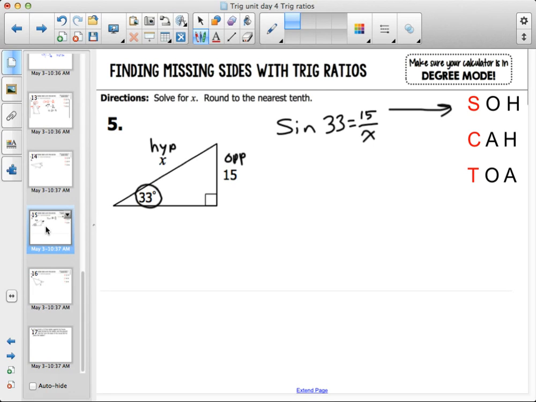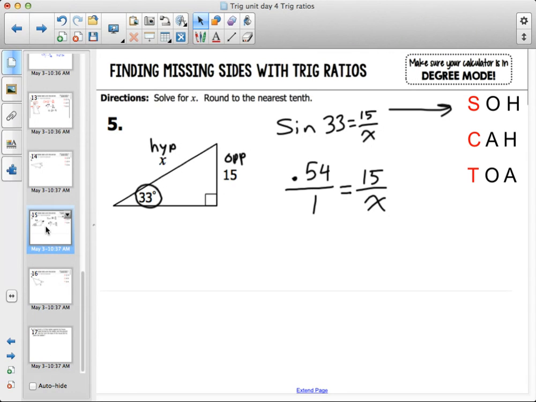When we do sine of 33 and punch that into your calculator, the rounded form of that number would be 0.54. Remember that this is a ratio, so we're putting that over 1 and setting it equal to 15 over x. At this juncture, this is a little bit different because before we just multiplied the 0.54 times 15, we got our answer. In this case, we actually need to stay true to our proportional understanding. We cross multiply 15 times 1, but then we need to actually divide by 0.54 to solve for x.